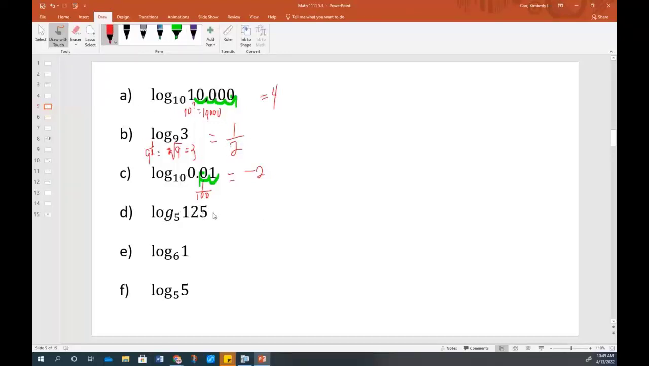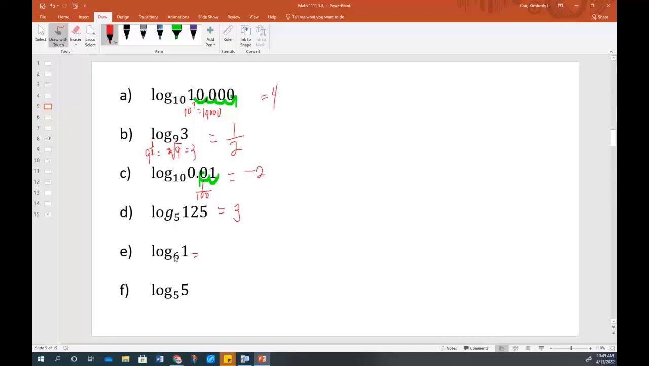Now 5 raised to what power is 125? Well, 5 to the first is 5. 5 squared is 25. But 25 times 5, that's 125. So that's going to be 5 to the third.